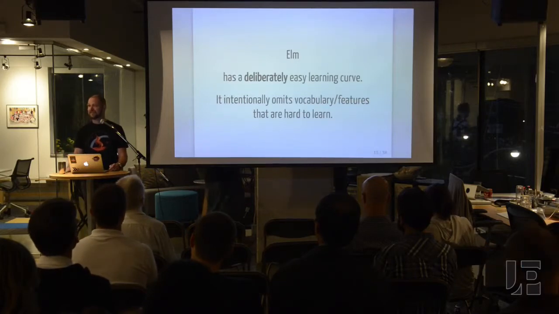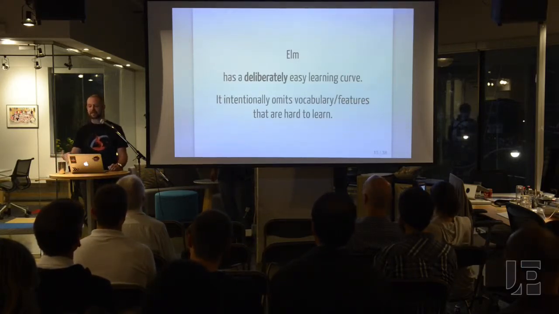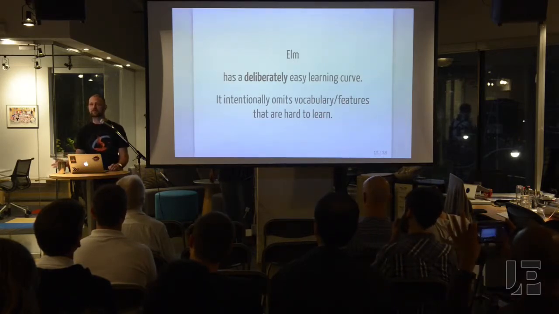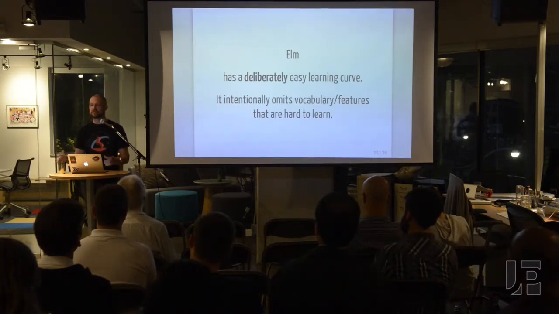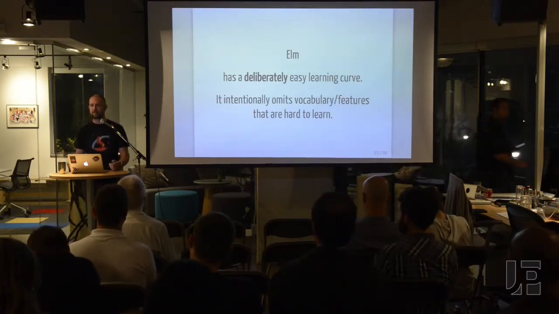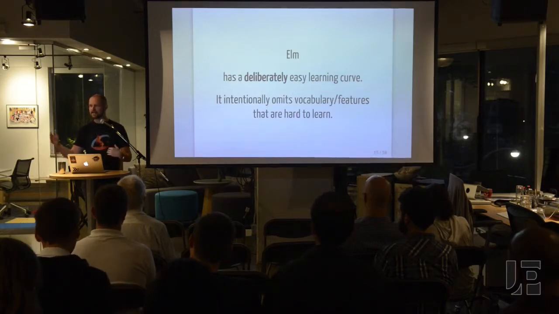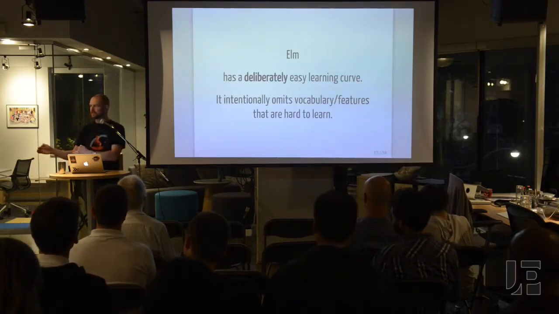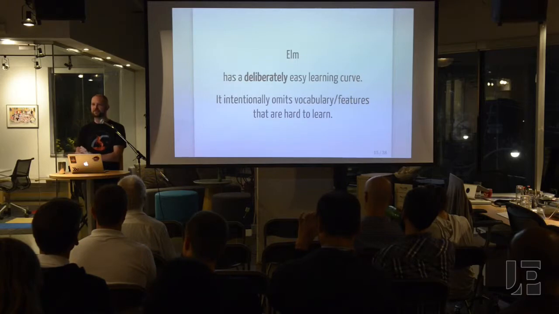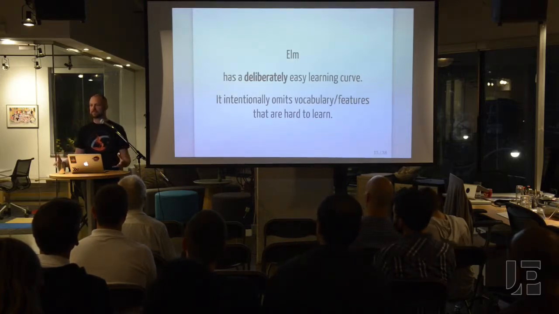But Elm has a deliberately easy learning curve. I kid you not. It intentionally omits vocabulary and features that are hard to learn. So it looks at the developer, is aware of Haskell and all these cool features, and basically, they drew the line saying, this is what's important. This stuff is a little too complex, and we can do without it. So let's just make a language where people can use a pure functional language and get stuff done and get rid of the funny business. And that was on purpose.